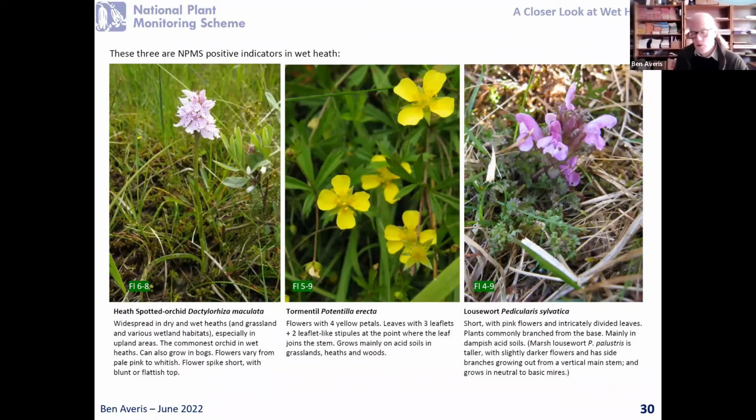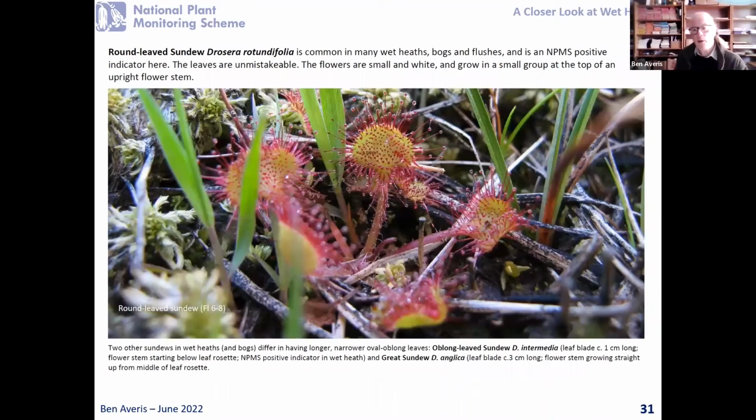Next slide has got, we're talking about sundews. By far the commonest kind of sundew, these little insectivorous plants, is the round-leaved sundew, unmistakable. Leaves with those long red hair things, and the leaves are round. There's a spike of a little group of white flowers that come up in the summer, but the leaves are about the most distinctive thing.